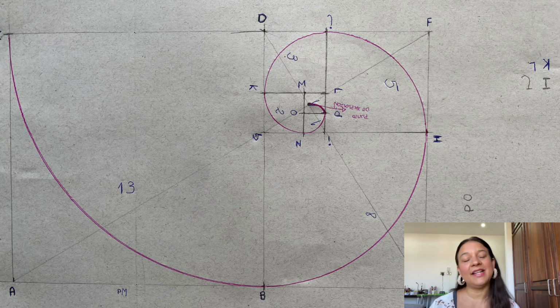Having said that, let's go to the next class, in which I am going to teach you step by step how to create this golden rectangle, golden spiral, and most importantly, I'm going to show you how to create a beautiful mandala using this beautiful spiral. Enjoy!